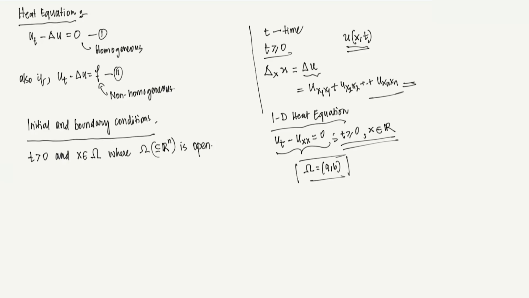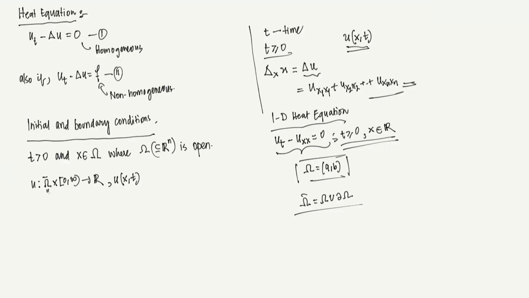What is u here? u is a function from omega bar times [0, infinity) to R. Here omega bar is omega union the boundary of omega. So u is a function of x and t.